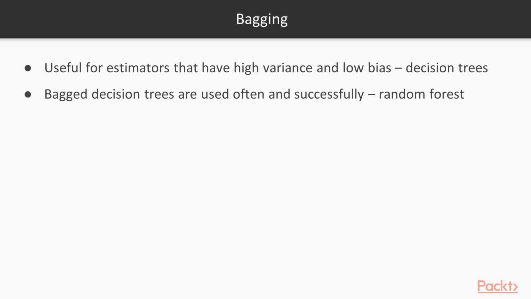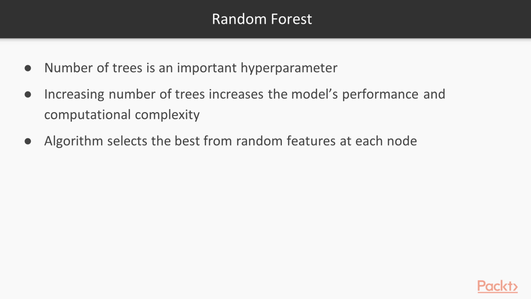Bagging is a useful meta-algorithm for estimators that have high variance and low bias, such as decision trees. In fact, bagged decision tree ensembles are used so often and successfully that the combination has its own name, the random forest. The number of trees in the forest is an important hyperparameter. Increasing the number of trees improves the model's performance at the cost of computational complexity. For random forests, the algorithm selects the best from only a random sample of the features at each node.